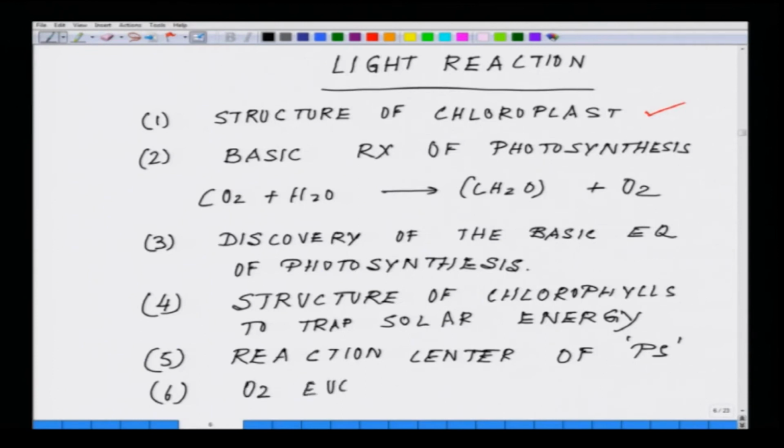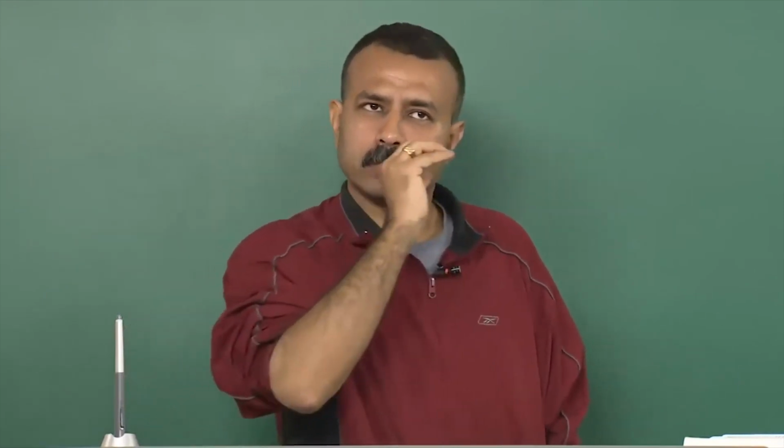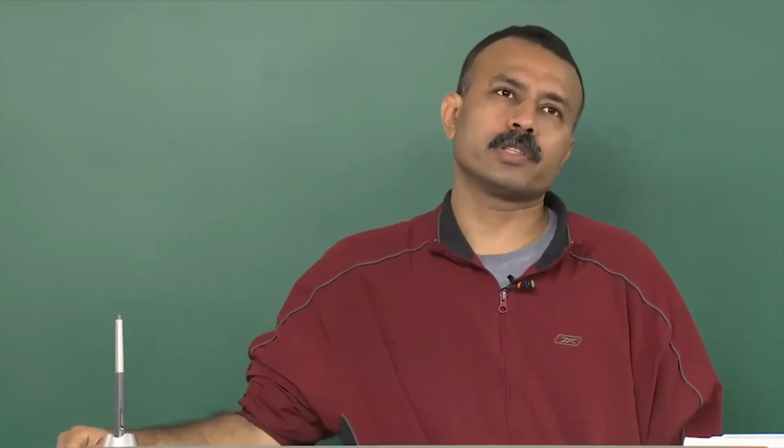And sixth, we'll be dealing with oxygen evolved coming from water. This is the next thing we're going to deal with, how the oxygen is coming. After this, once we have gone this far, we'll be talking about the actual physical electron transfer, how the electron transfer is taking place. So essentially, next 2 to 3 classes, that's what we are going to deal with.